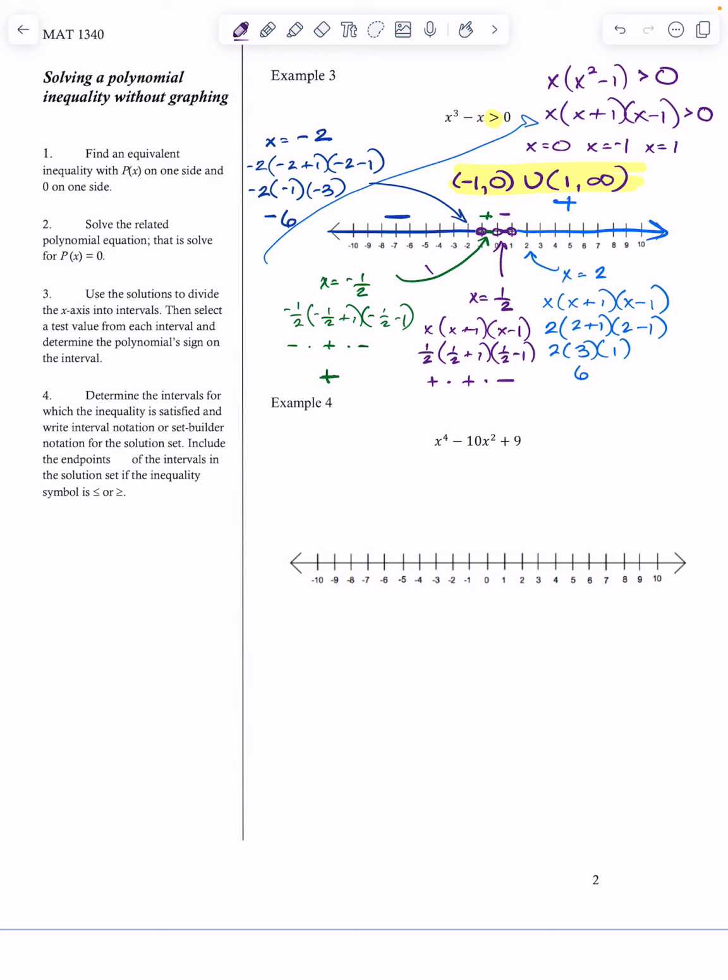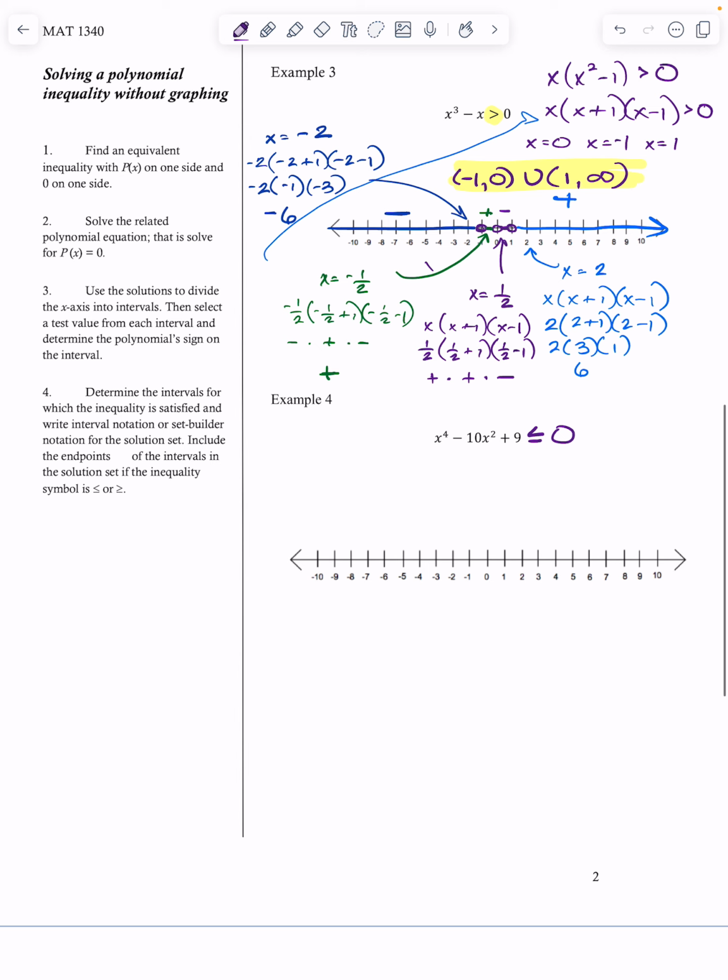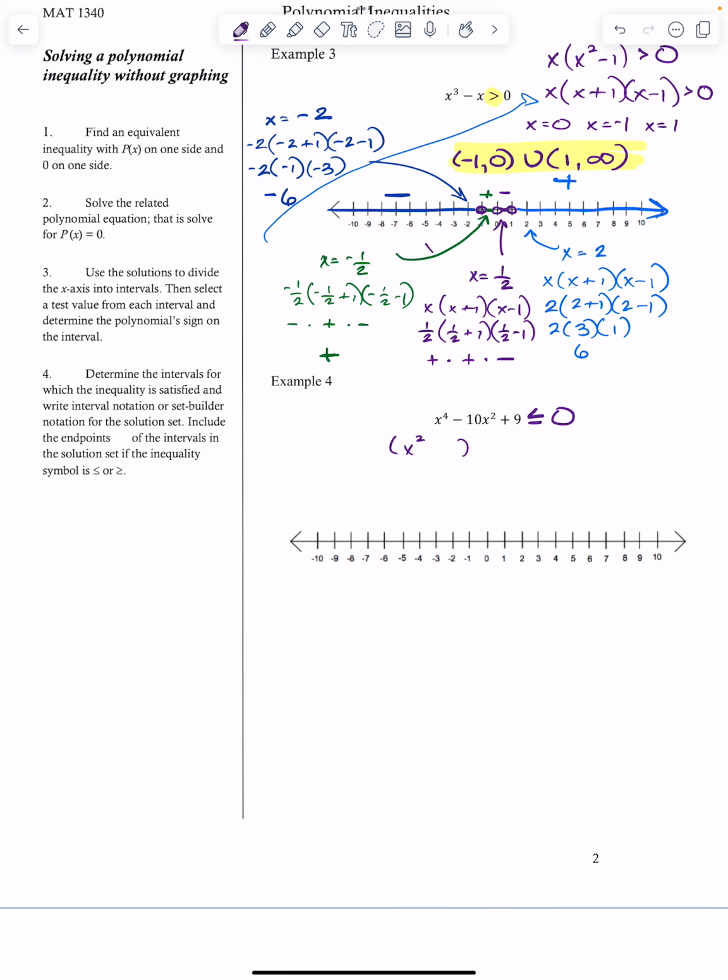Example 4, we don't have an inequality, so let's go less than or equal to 0 so we get the chance to include those endpoints. This is a quartic, so I'm going to start by factoring in terms of x squareds, because this I can factor further. So I've got critical values at x equals 3, x equals -3, x equals 1, and x equals -1. Because this is less than or equal to 0, I am going to include those endpoints. And so I'm putting those here as closed dots, not the open circles we had above.